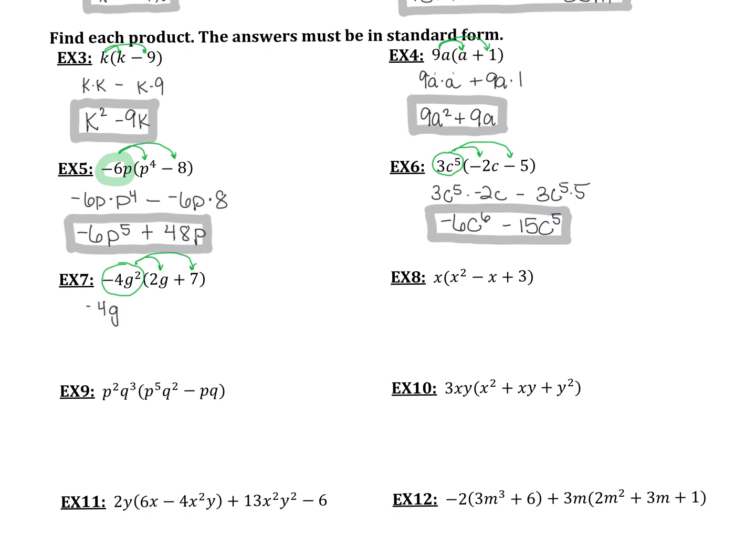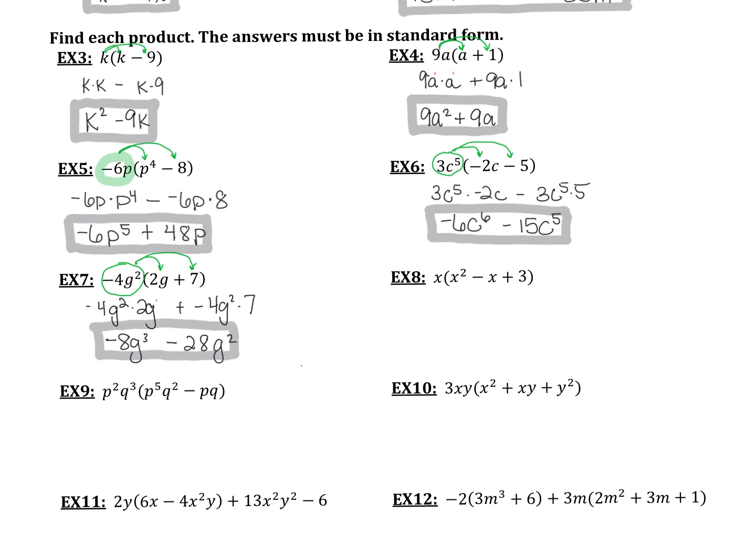All right, the last one that we're going to multiply by a binomial is negative 4g squared times 2g and times 7. Negative 4g squared times 2g and negative 4g squared times 7. My first terms together, remembering I have an imaginary exponent there, would be negative 8g to the 3rd, because we just said this had an imaginary exponent and 2 plus 1 is 3, plus or minus, depending on how we want to look at it, negative 28g squared. And this would be my final answer here.